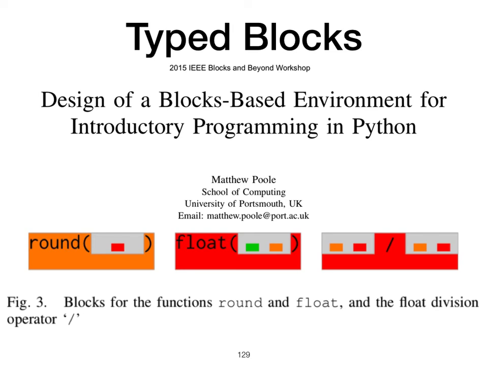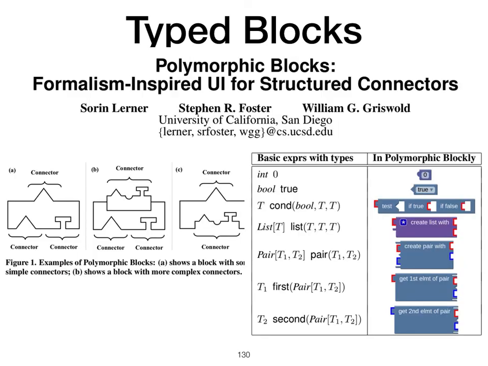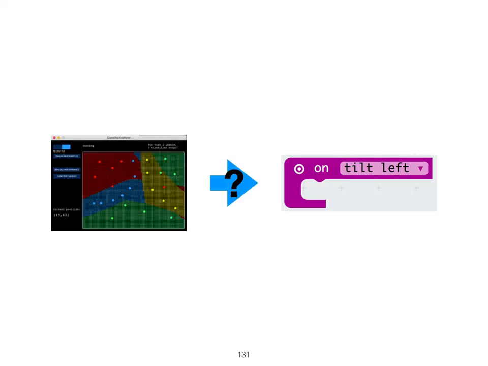This work from the last Blocks and Beyond workshop shows how color can be used to represent Python's built-in types. And more recently, Lerner, Foster, and Griswold showed how shape and color can be combined to support types of pretty arbitrary complexity, and they've even built an implementation of this for Blockly. So clearly, we can think about the kinds of program components that we might be able to make as functions, and we can use blocks to represent functions that have rather complex types. But how do we use non-symbolic means to define new blocks that we can then combine with other blocks?